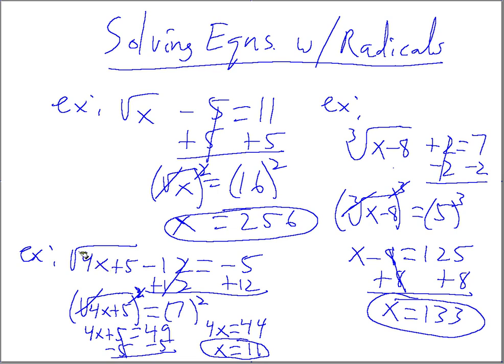So I plug 11 back in. What's 4 times 11? 44, right? Plus 5 is what? 49. What's root 49? Root 49 is what? 7. So 7 minus 12 is indeed negative 5, if you just check it in your head or by calculator, if you will. All right? Let's try another one.